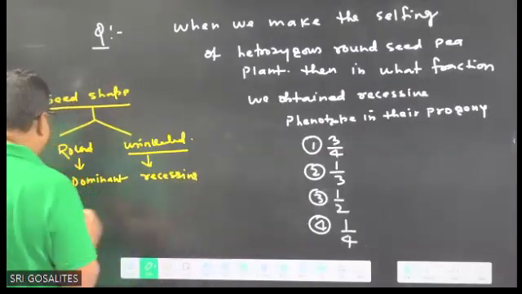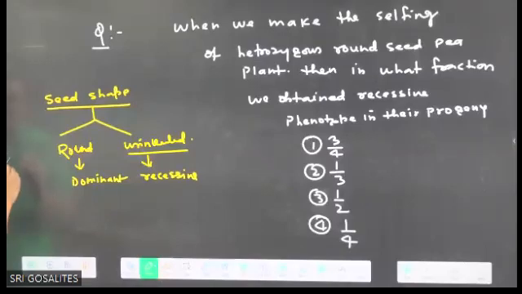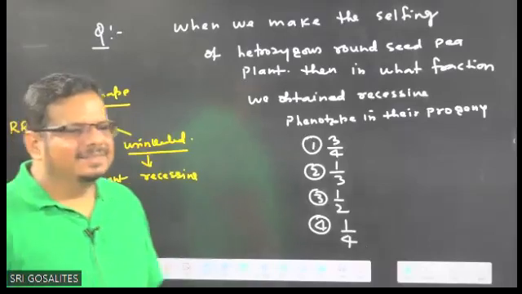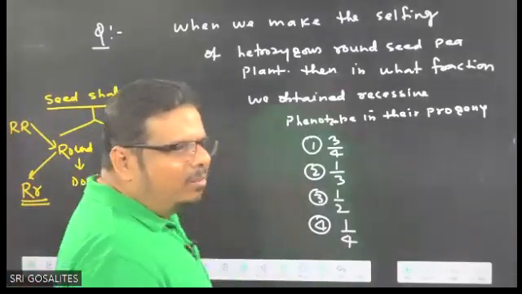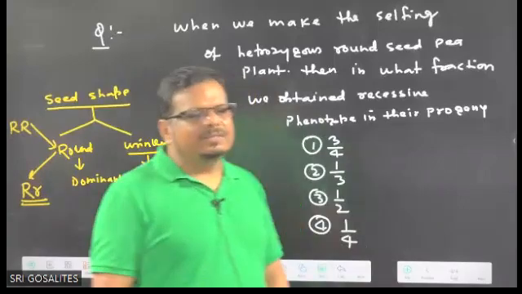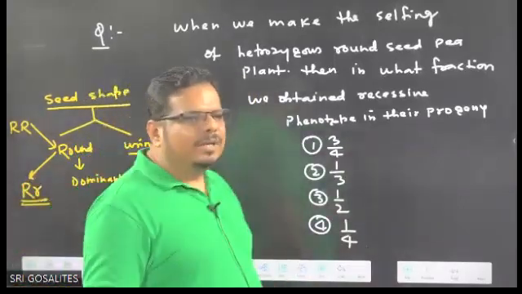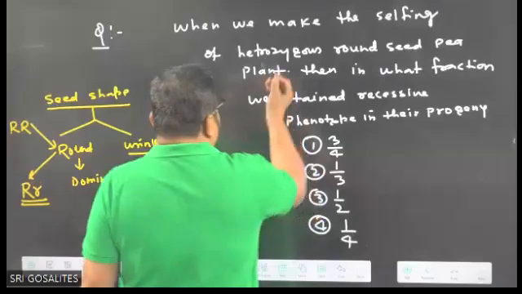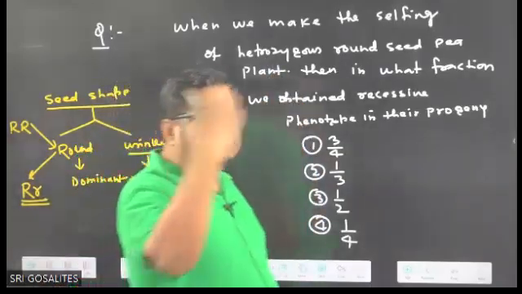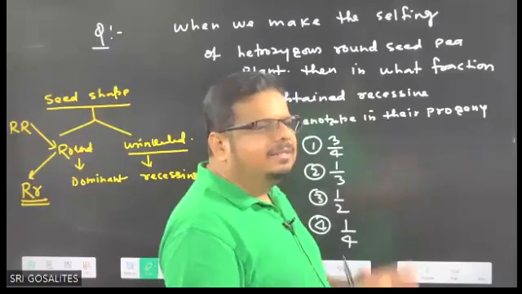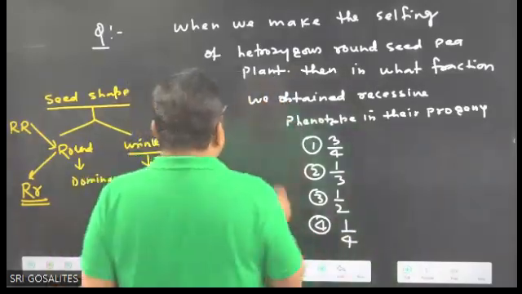And round expresses in both homozygous condition and heterozygous condition. So if it is written capital R, it is pure line round, homozygous round. And if it is capital R, small r, it is heterozygous round. You got the idea? Now we have to use the same information here to answer that question. So simply follow the process, you can come to a conclusion, and no chance of mistake will occur.